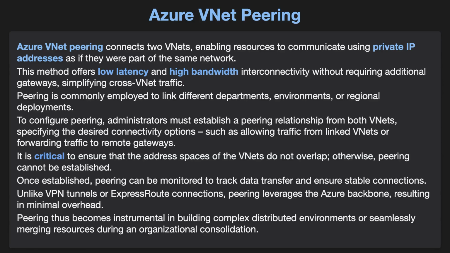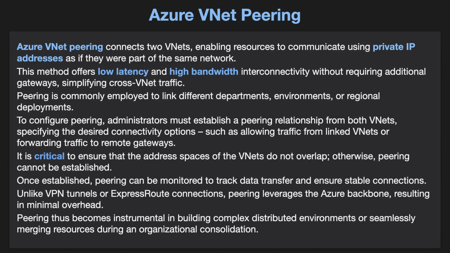Azure VNet peering connects two VNets, enabling resources to communicate using private IP addresses as if they were part of the same network. This method offers low latency, high bandwidth interconnectivity without requiring additional gateways, simplifying cross-VNet traffic. Peering is commonly employed to link different departments, environments, or regional deployments.